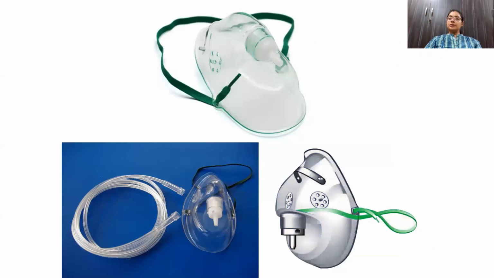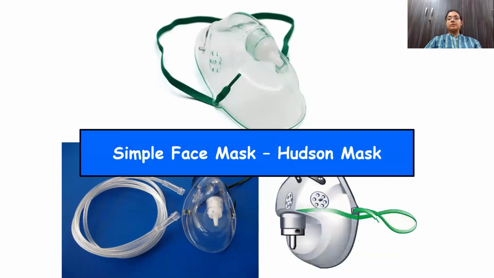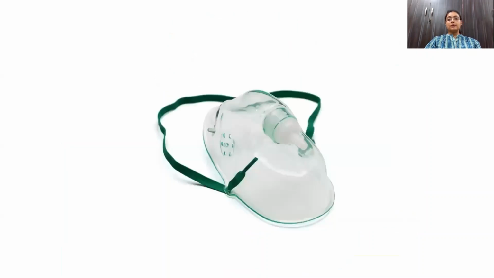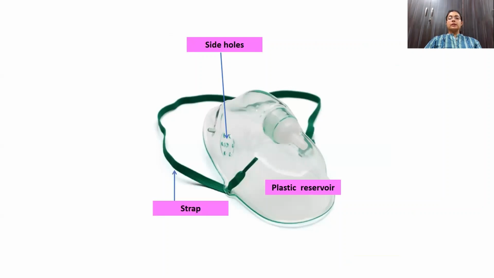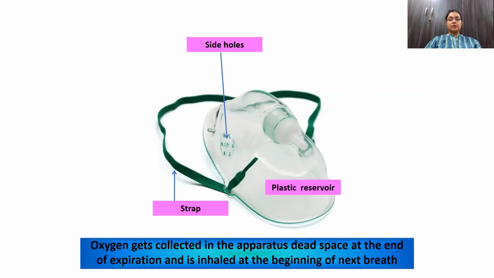A device which would provide a higher FiO2 would be a simple face mask, also known as the Hudson mask. Now let's talk about the parts of this mask. Here there is a plastic reservoir. There are side holes on the exhalation port. There is an adjustable strap which goes over the head of the patient.